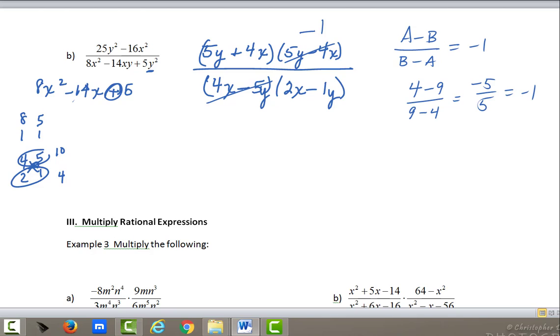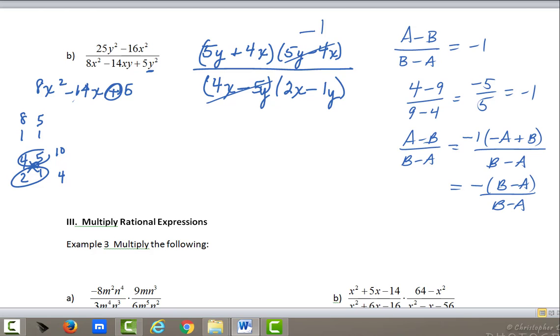What's really going on is that when you have the scenario a minus b over b minus a, you can factor a negative 1 out of either the numerator or the denominator. So when you factor a negative 1 out of the numerator, you get negative a plus b all over b minus a. Well, negative a plus b is the same exact thing as b minus a. You can rewrite it if you want, all over b minus a. And all you're left with is that negative 1. And so when you cancel that, you're left with a negative 1.